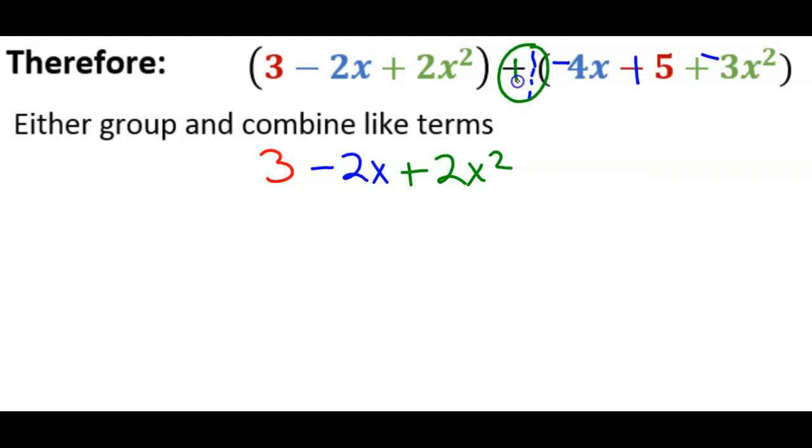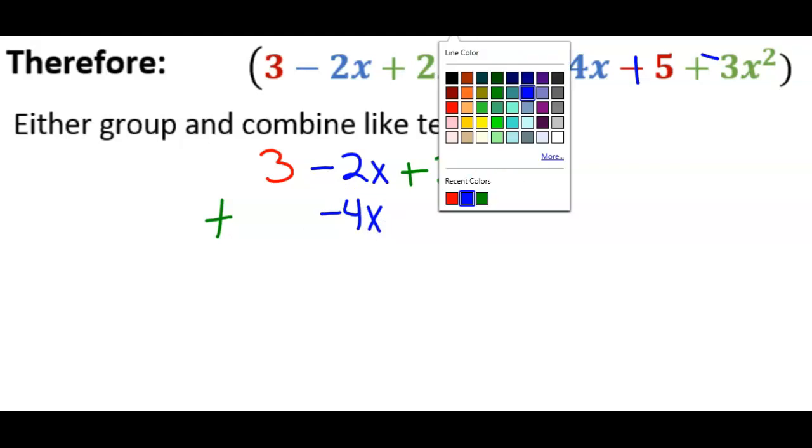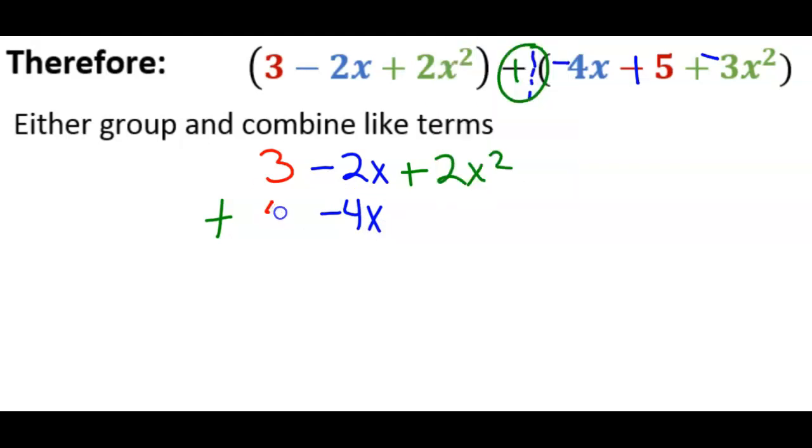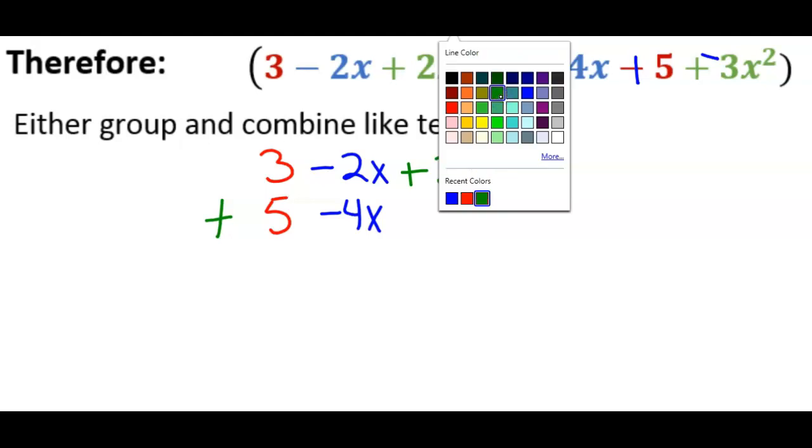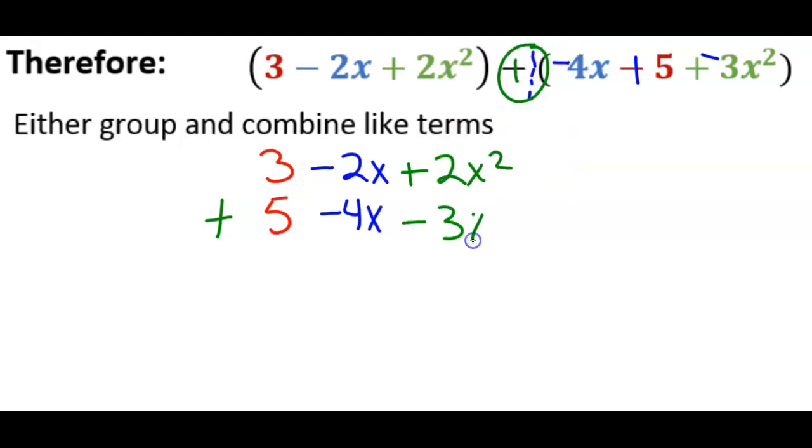So what happens to this? It changes to a plus sign. And so I'm going to end up adding these together. What do I have over there? I've got negative 4x. I've got plus 5. And I've got minus 3x squared. Because I took and I distributed this negative 1 into my parentheses.